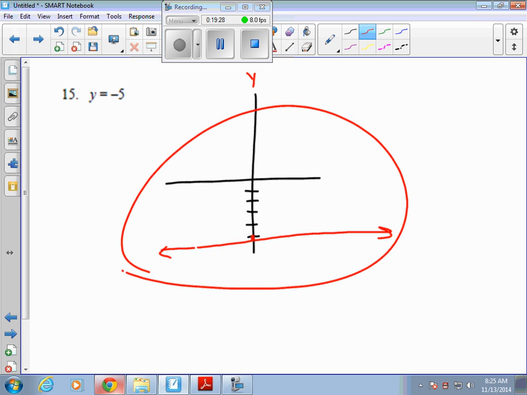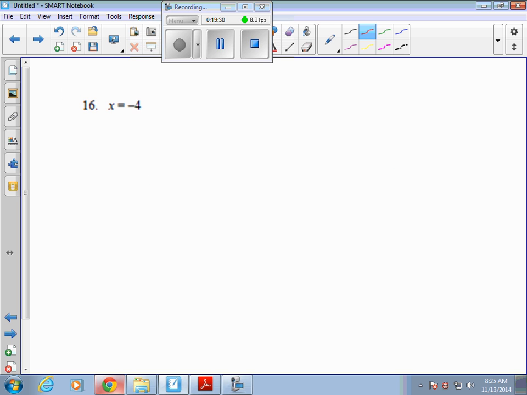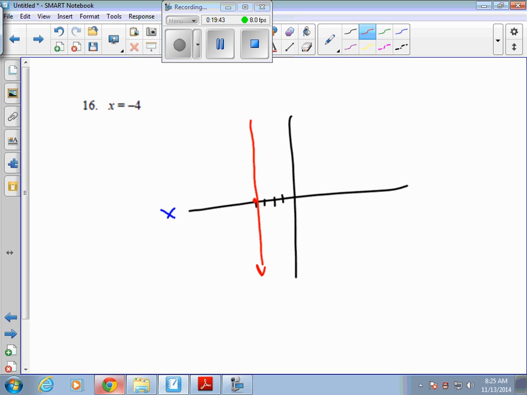Same thing's true, like I said, with number 16. Its value is x equals negative 4. So on the x-axis, this one's the x, go to negative 1, 2, 3, 4. That's where it's going to cross through, and it's going to be a vertical line like this that crosses through at negative 4.